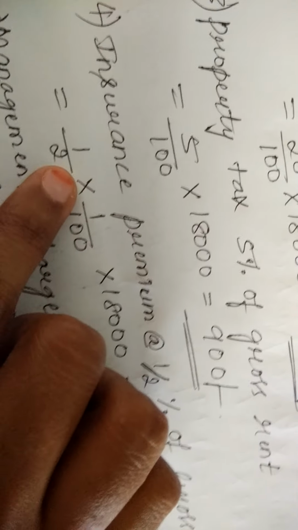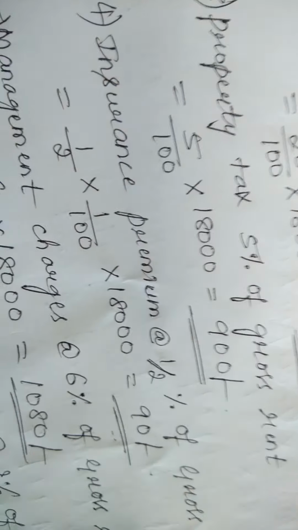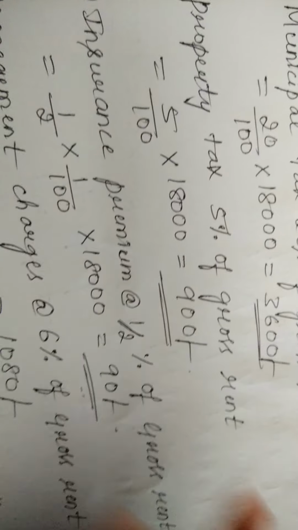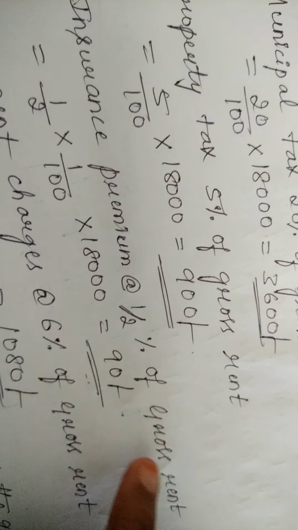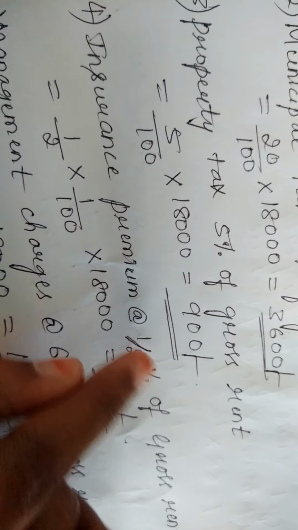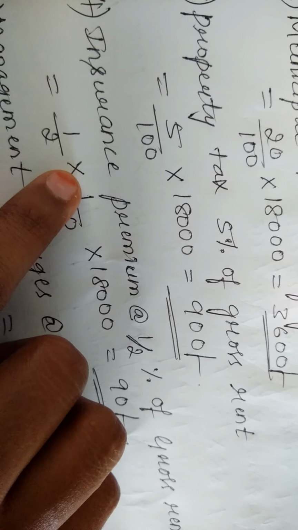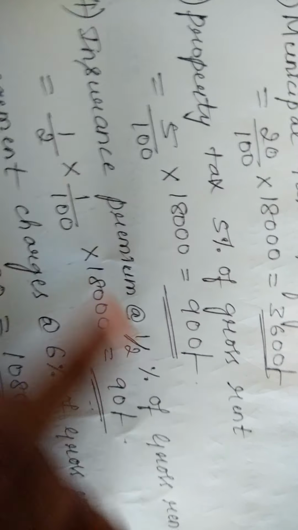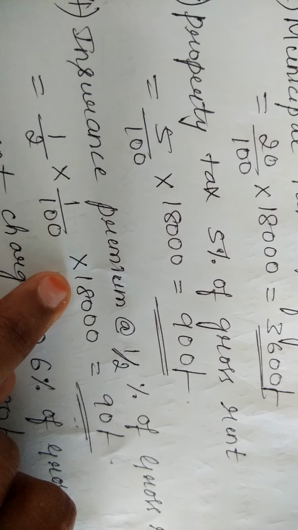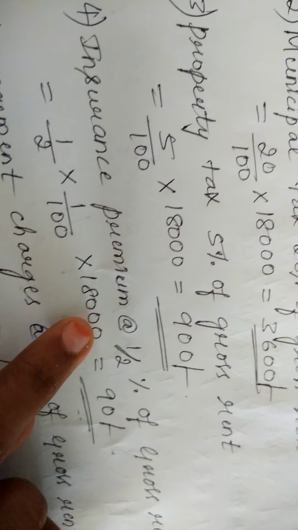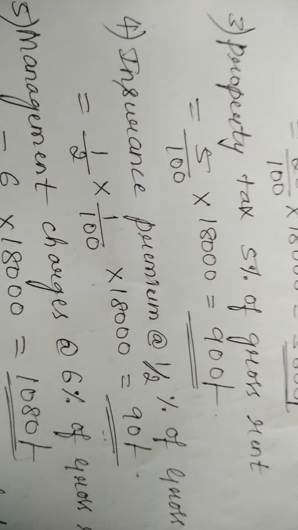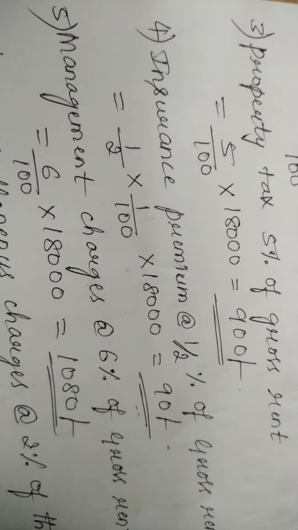Then if any insurance premium is taken, the insurance premium for that particular building will be taken as 0.5% of the gross rent. 0.5% means 1/2. As this is in terms of percentage, I am multiplying this with 1/100 into the gross rent of the building. We have to take the yearly gross rent, which is 18,000. On simplifying the whole thing, you will get 90 rupees. So 90 rupees represents the insurance premium amount of the building.